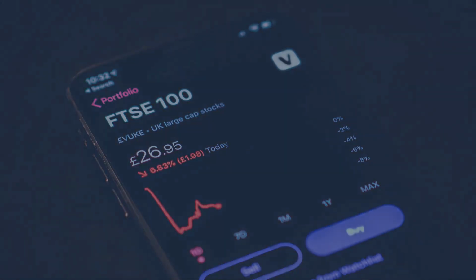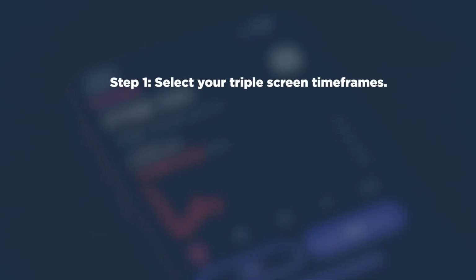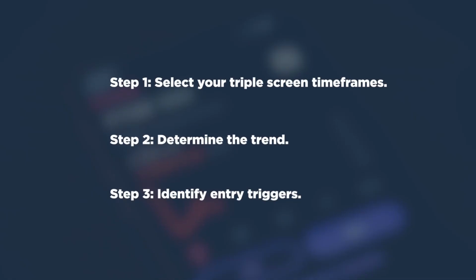I will first provide you with an overview of the steps involved before diving into each individual step, so keep watching. Step number 1. Select your triple screen time frames. Step number 2. Determine the trend. And step number 3. Identify entry triggers.